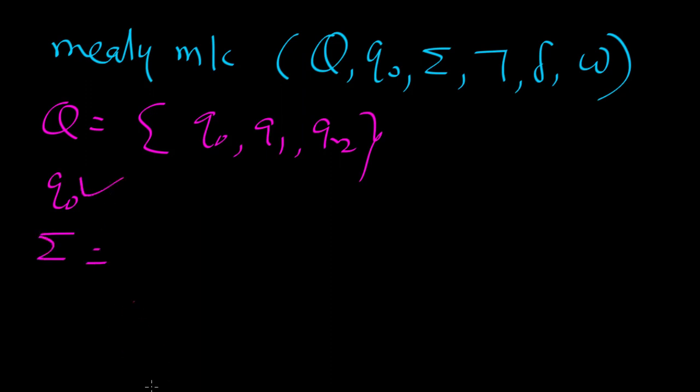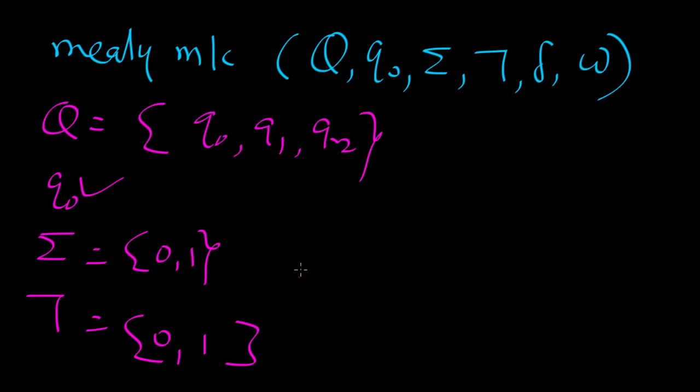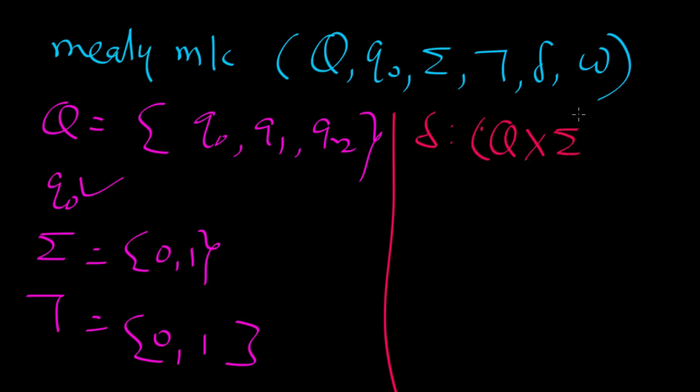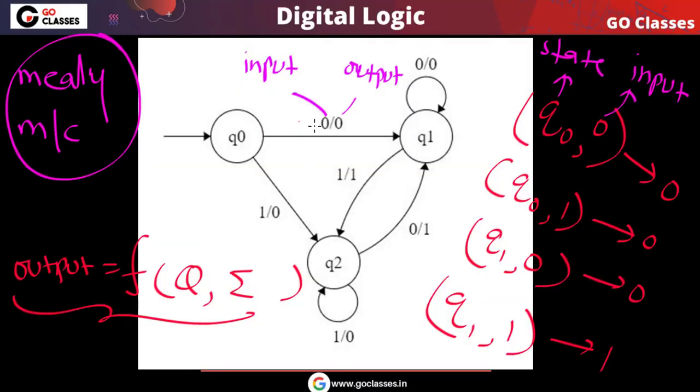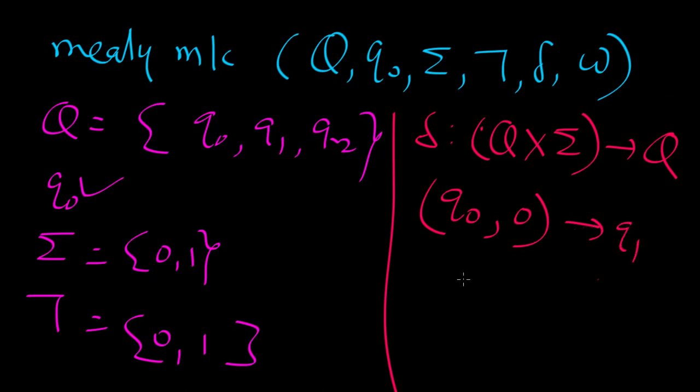And what is the input alphabet? The input alphabet is 0, 1. And what is the output alphabet? The output alphabet is also 0, 1. And what is the state transition function? You are in some state, and if you read some input, then you will go to some other state. For example, in state Q0, if you read 0, then you go to Q1. Remember, this is a state transition function.